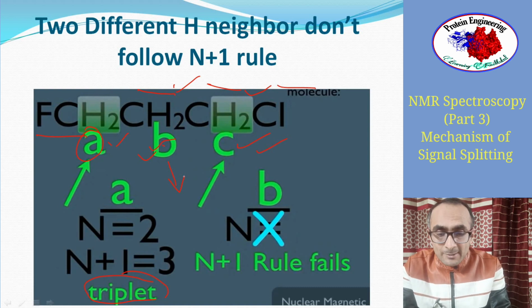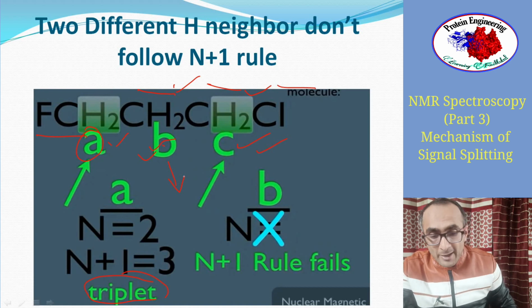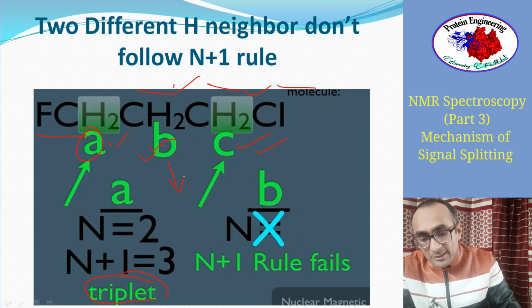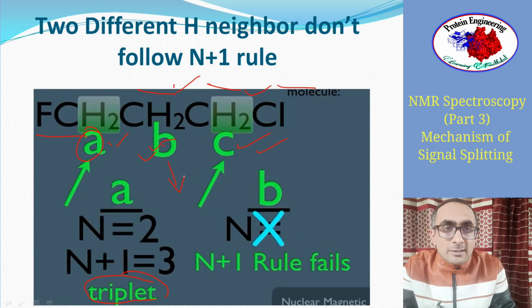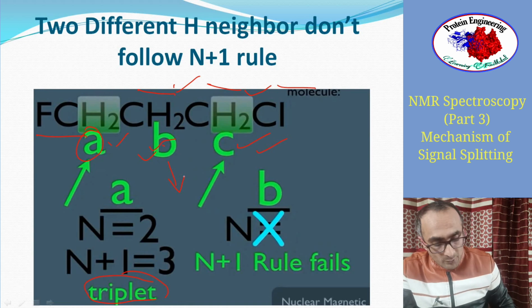So those won't be simply 2+1 or 4+1. You will get many peaks corresponding to this B type of proton, and that is because there are 2 different hydrogen atoms in the neighborhood. So that's another rule for splitting.